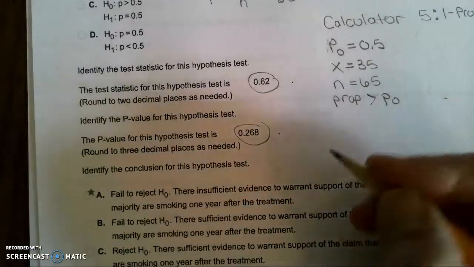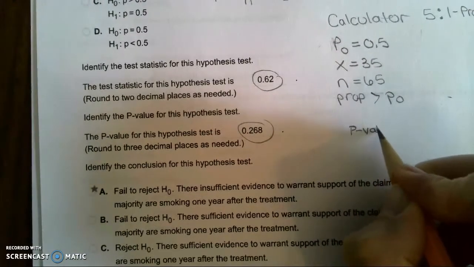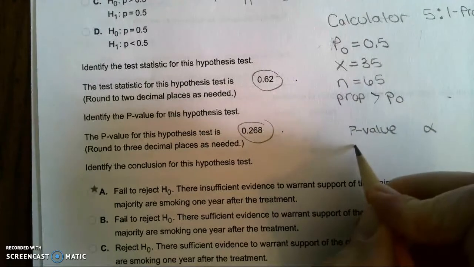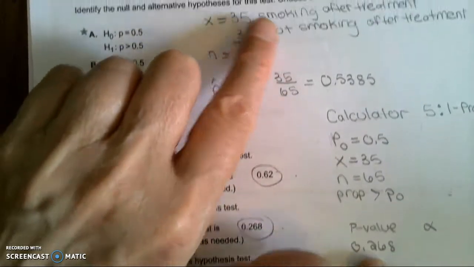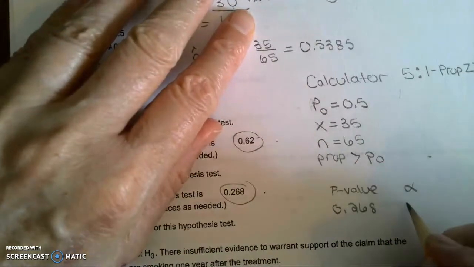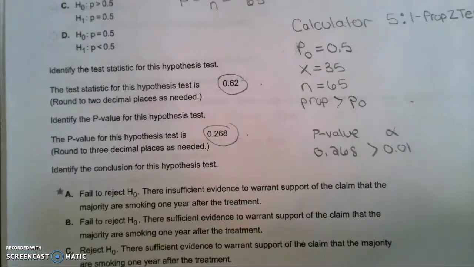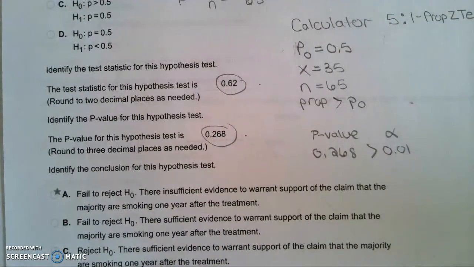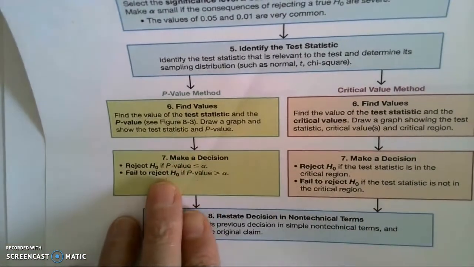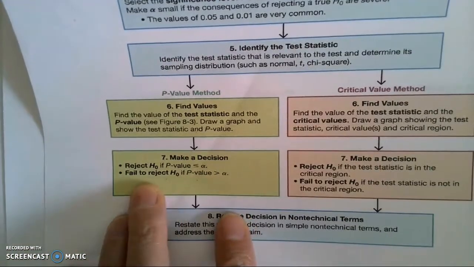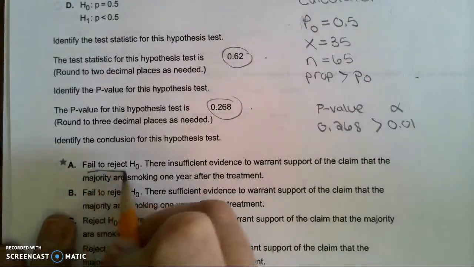So with the p-value method, we compare the p-value with alpha. This is my p-value. And let's see, alpha was 0.01. Okay, in this case it's greater. Okay, so it's a greater than. If you kind of go to this here again, if the p-value is greater than alpha, you're going to fail to reject the null. Okay, so I failed to reject the null.